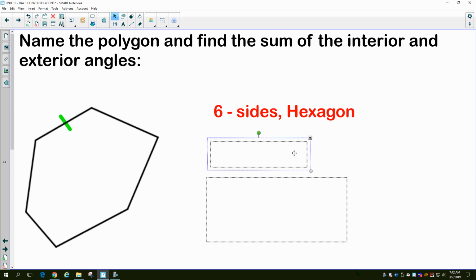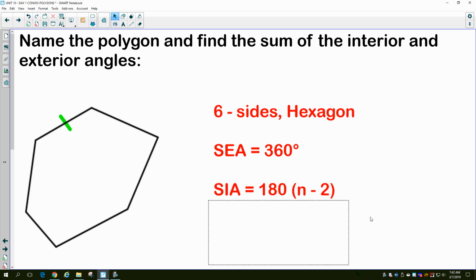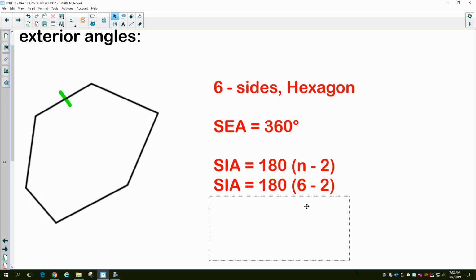If I were to draw all the exterior angles, measure them with a protractor, add all those angles up, the exterior angles are going to add up to 360. To find out what would happen if I measured all the interior angles and added them all up, I plug into my formula. I have 6 sides, so I plug 6 in for n, and I find out that in a hexagon, the sum of the interior angles is 720.